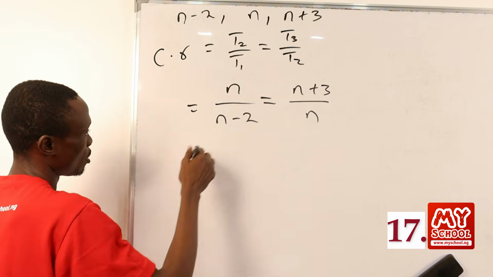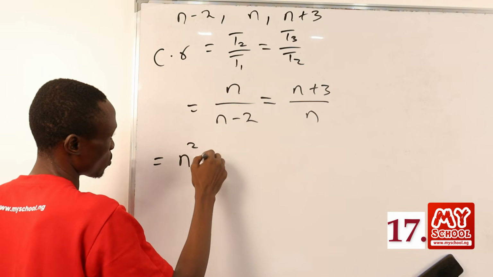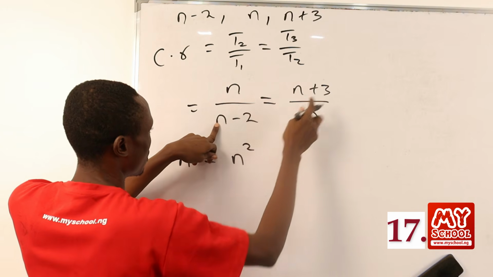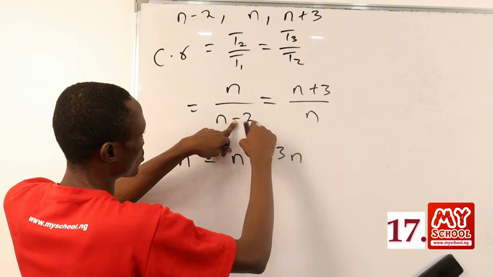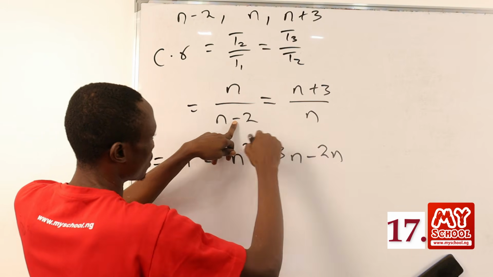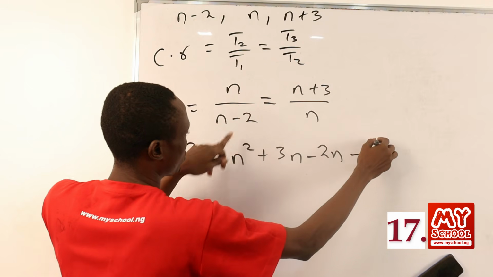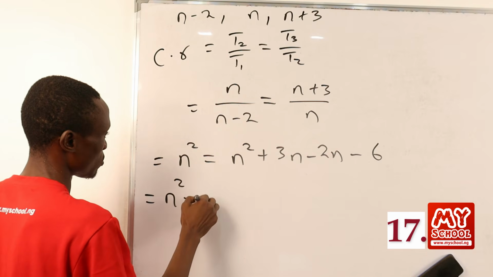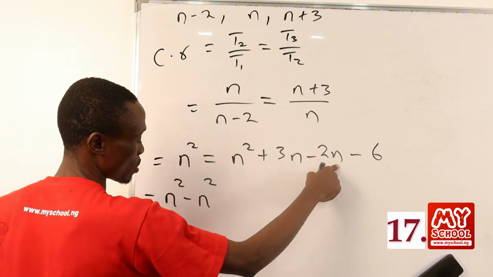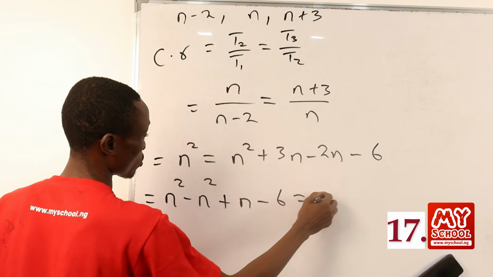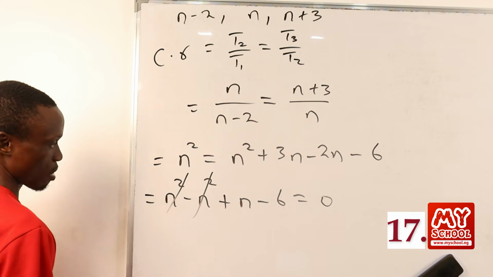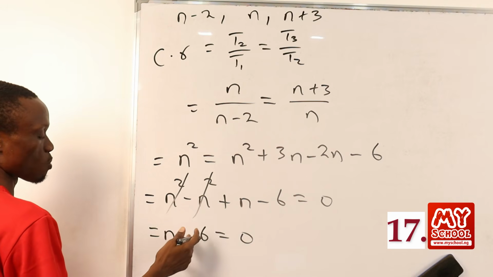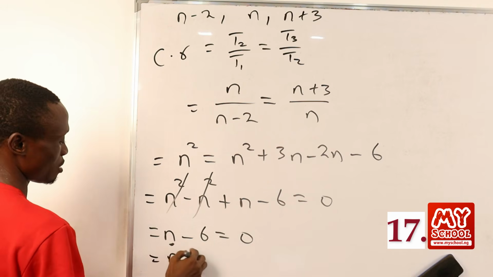So we just cross multiply. So if we cross multiply, we have n squared is equals to, so n times n, that will be n squared. Then n times 3, that will be plus 3n. Then minus 2 times n, that will be minus 2n. And then minus 2 times 3, that will be minus 6. Okay, so we can move this n squared to this side, so that we'll be having n squared minus n squared. Then 3n minus 2n, that will be n, then minus 6 is equals to 0. Okay, so we cancel this out, so that n minus 6 is equals to 0. Now we are looking for n. Okay, so we move minus 6 to the other side, so that n is equals to 6.